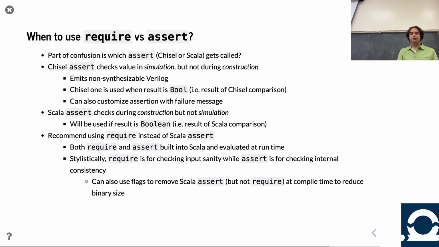So first of all, why are there two asserts? There's assert in Scala, which has always been there, and then there's an assert that Chisel adds on top of that. And so what are they? The Chisel assert is something that's for your hardware design. The way the two asserts are differentiated is by the type of the thing being given as the argument to the assert call. If the type is a Chisel Bool, you get the Chisel assert. If the type is a Scala Boolean, you get the Scala assert.